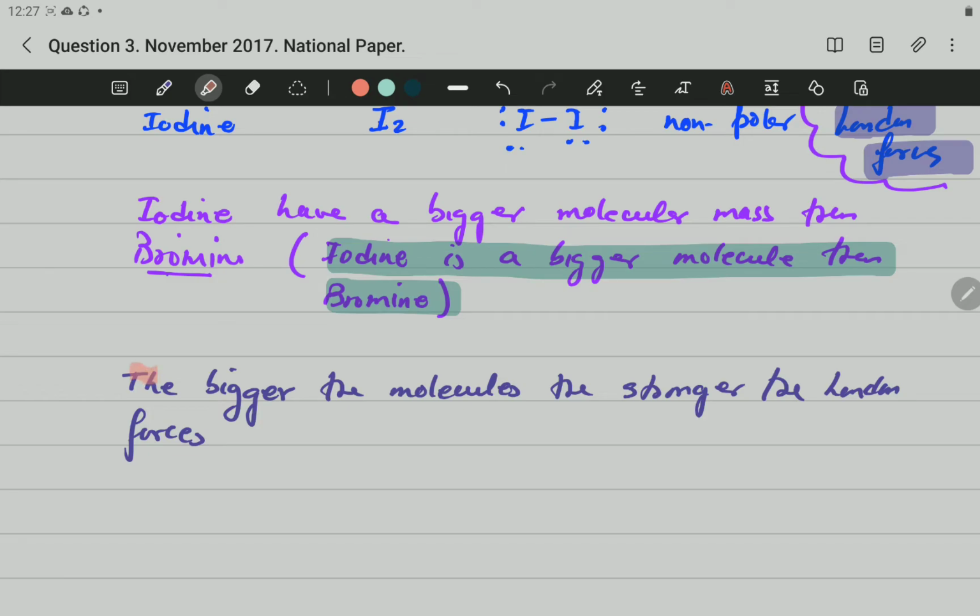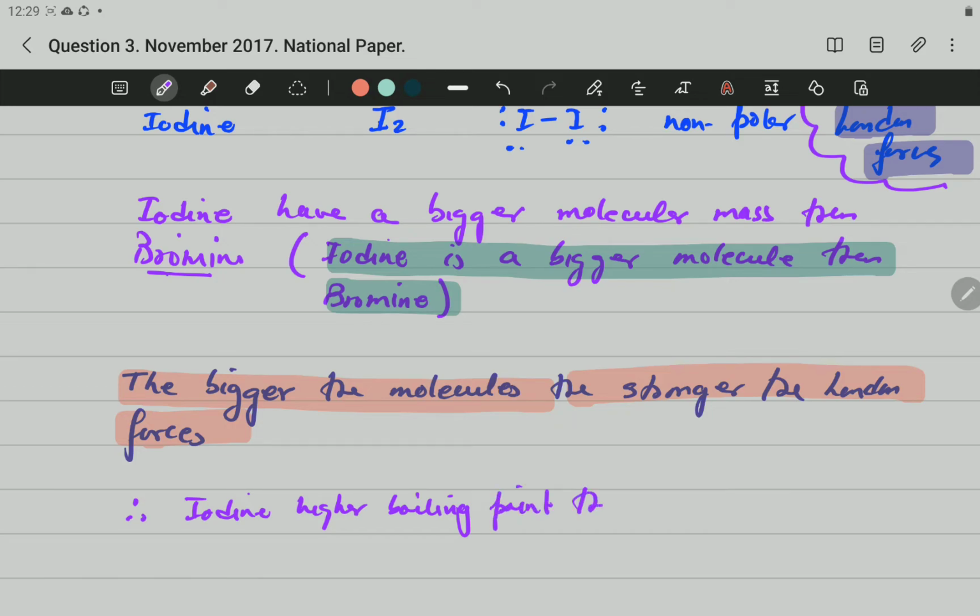Here we are. The bigger the molecules, the bigger the molecular mass, whatever term you use, the stronger the London forces. And therefore iodine will have a higher boiling point than bromine. So what are the marks here?